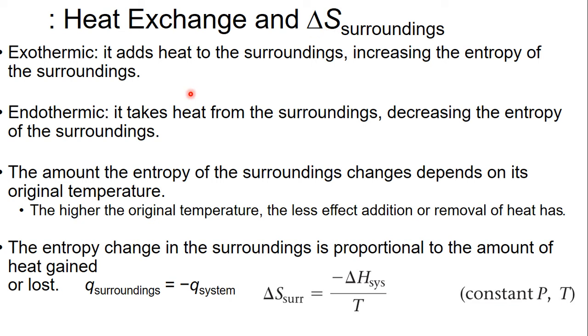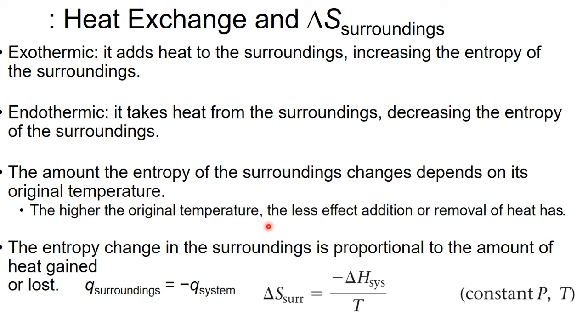So if a process loses heat, it's exothermic. So if a system loses heat, that heat has to go to the surroundings. Now, when something gains heat, entropy or chaos increases. So an exothermic process increases the entropy of the surroundings. While an endothermic process will take heat from the surroundings into itself. Since you're taking heat away from the surroundings, you are lowering the entropy.